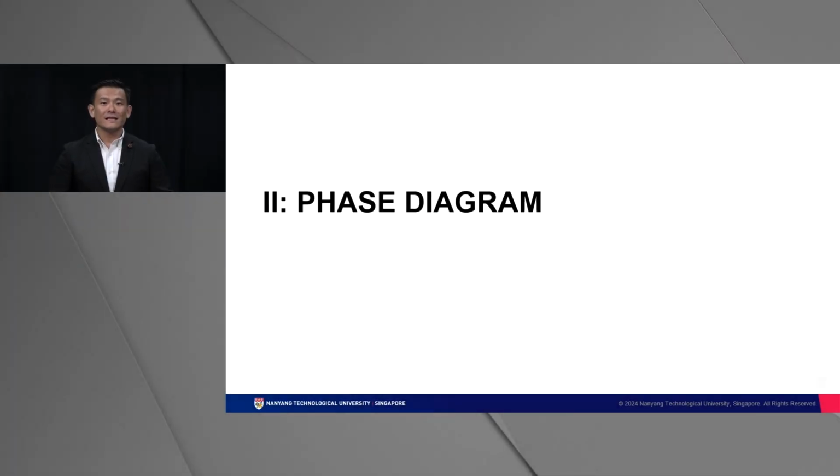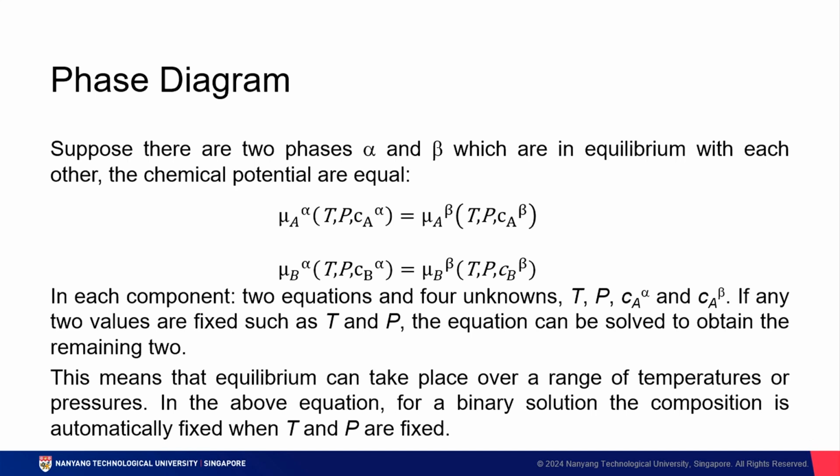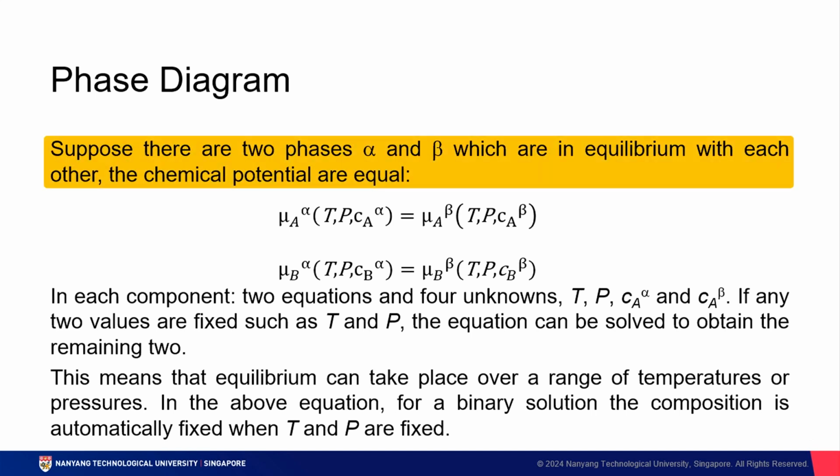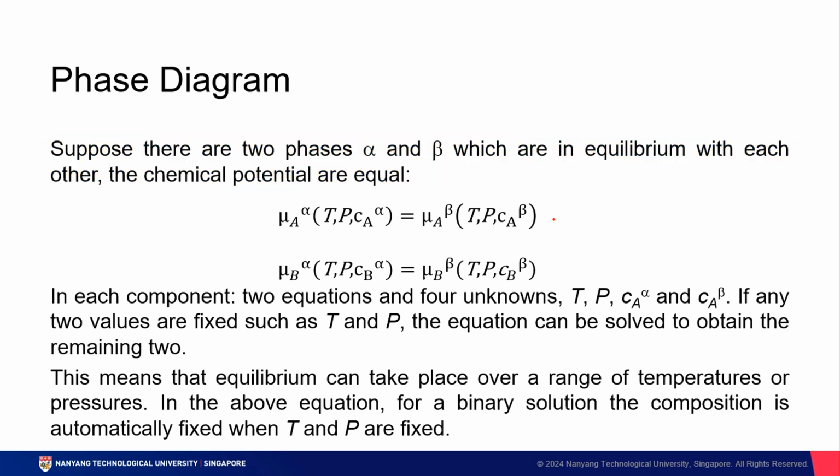Here, we can finally start to explore phase diagrams. Let's suppose that the two components are in equilibrium. So, the chemical potentials would then be equal. And we can write the expression this way.